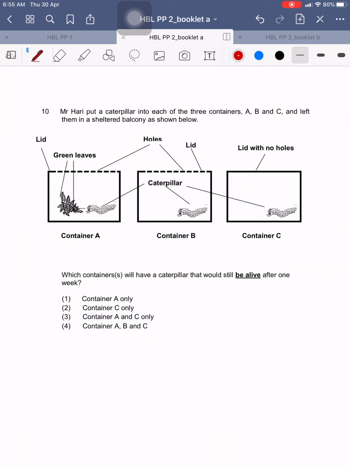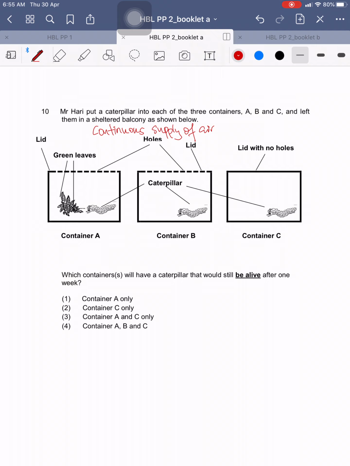Question 10. Mr. Hari put a caterpillar into each of the 3 containers, A, B, and C, and left them in a sheltered balcony as shown below. Now, container A has a lid with holes, and the same for container B. Now, if there are holes on the lid, that means there will be a continuous supply of air.